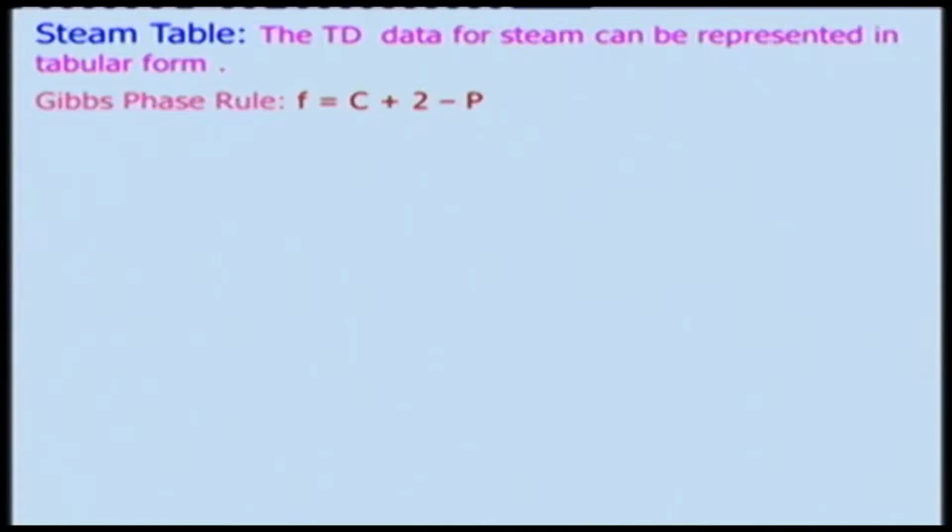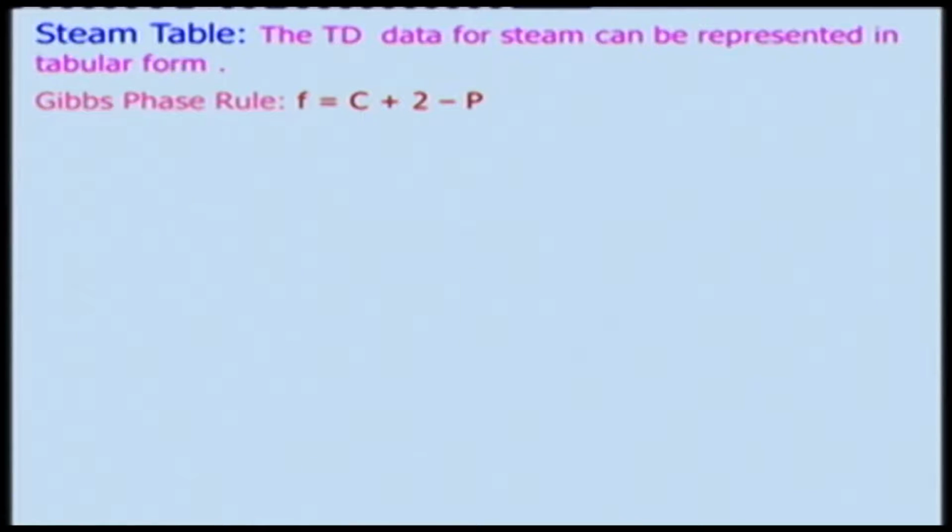So, the steam table, which we will be using very frequently for getting the data for solving problems, can be represented in tabular form in the following manner. However, before we look at it, we need to understand how many variables we can put and what will be the format of the steam table. For that, we will have to use the Gibbs phase rule, that is F is equal to C plus 2 minus P, where F is the degree of freedom, C is the number of components, and P is the number of phases.